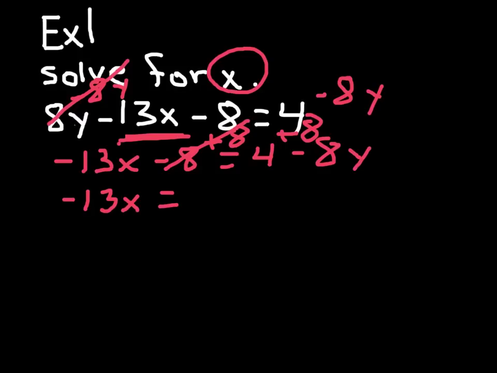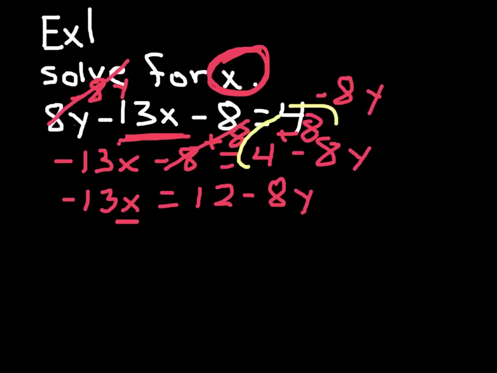Now over on the right side, what's 4 plus 8? And I can simplify that. 4 plus 8 is 12 minus the 8y. And that's why I added that 8 next to the 4, because I can combine those like terms. Now I'm almost done. I'm continuing to solve for x.